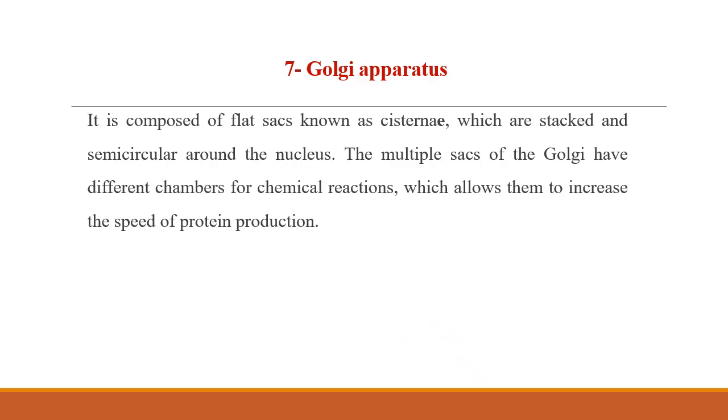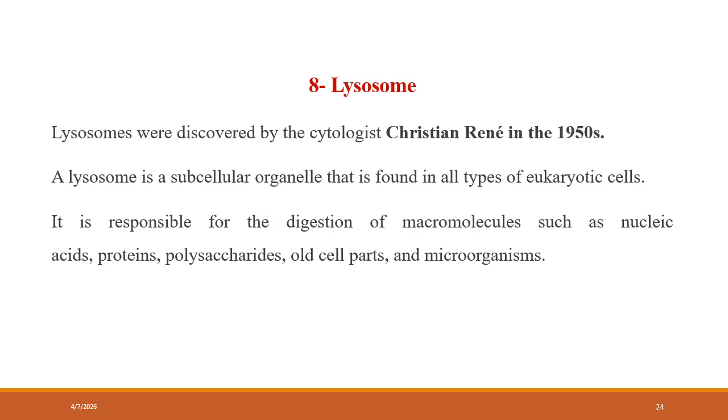The Golgi apparatus is composed of flat sacs known as cisternae, which are stacked and semi-circular around the nucleus. The multiple sacs of the Golgi have different chambers for chemical reactions, which allow them to increase the speed of protein production, meaning the formation of protein.